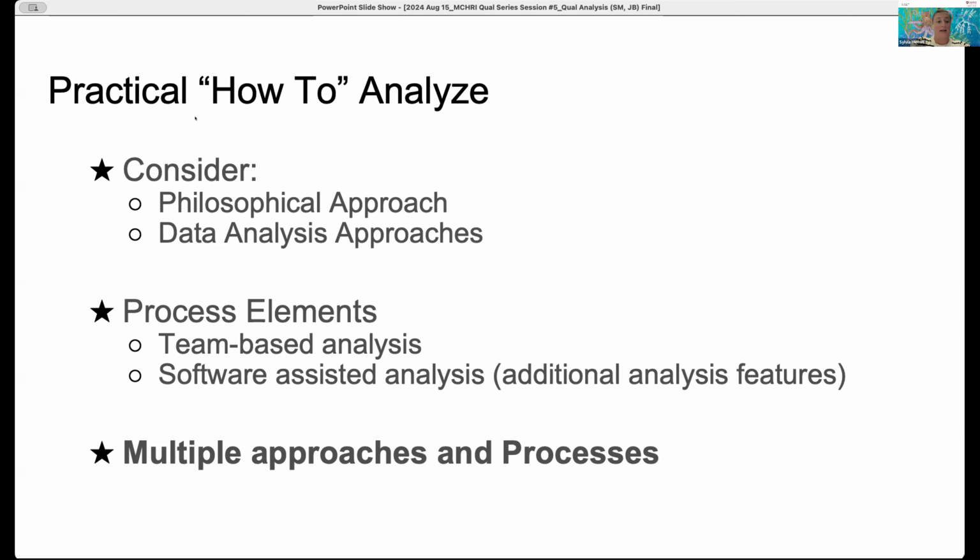But there's also process elements, right? Are you considering working with a team? Who's involved in your team and when and how? How might you be utilizing software? Which features make sense for your project? And none of these are exclusive, right? These are some things that you might consider as you're building your analytic method section of either your proposals or your projects, where you might be incorporating various elements of these to strengthen and enhance the rigor of your project.